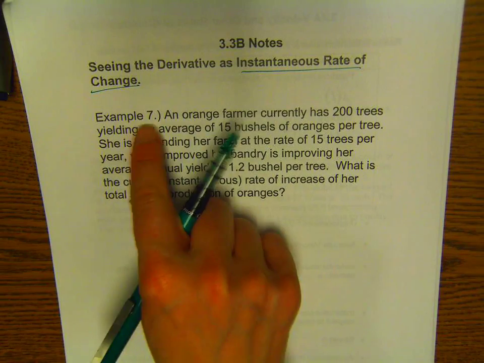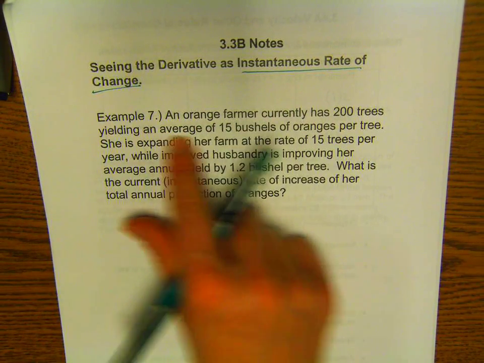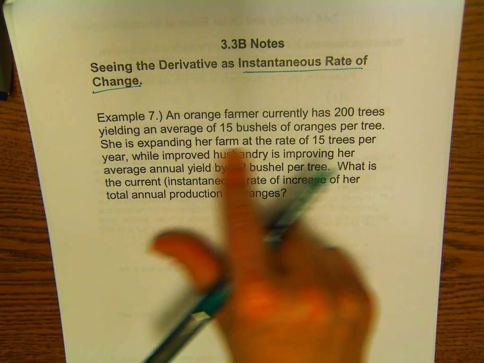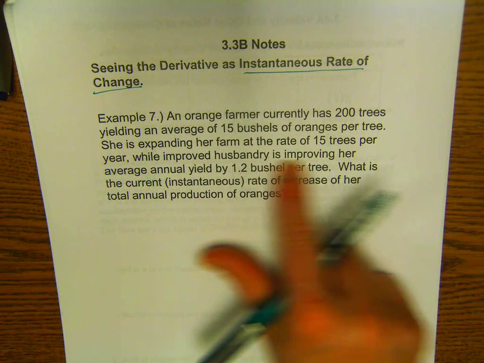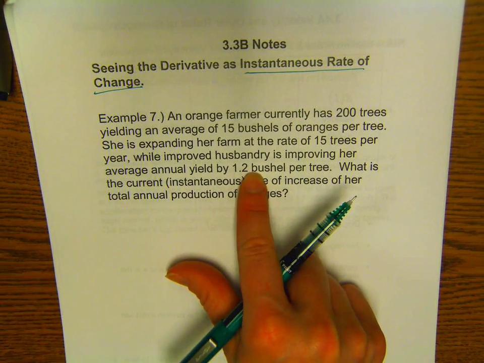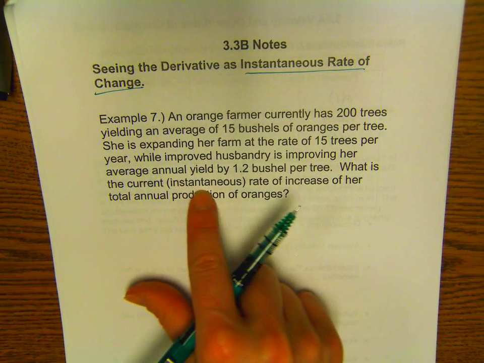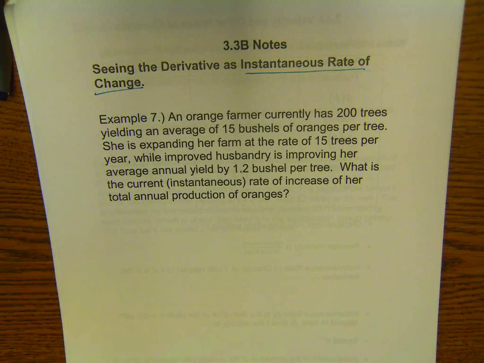An orange farmer currently has 200 trees, yielding an average of 15 bushels of oranges per tree. She is expanding her farm at a rate of 15 trees per year, while improved husbandry is improving her average annual yield by 1.2 bushels per year. What is the current instantaneous rate of increase of her total annual production of oranges? Okay, so this is an example where we aren't going to have functions here, but we still have to remember product rule.